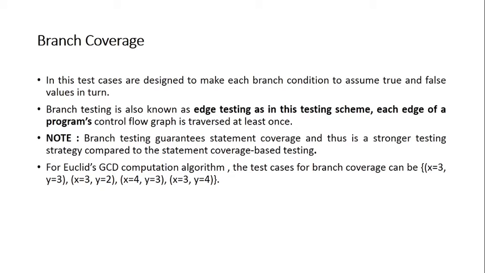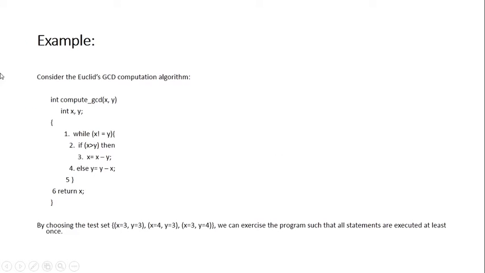Then the second method is branch coverage. In branch coverage, what happens is for every branch condition, like if, do, while, true and false values are assigned. So in branch coverage, we have to assume true and false values for each of the branch conditions, right? It is also called edge testing, as in this testing scheme, one edge of a program control flow graph is traversed at least once. Now for the same example, we'll see how according to branch coverage, the test cases will be designed. So here the number of test cases will be greater than for statement coverage because we have to assign true and false values.